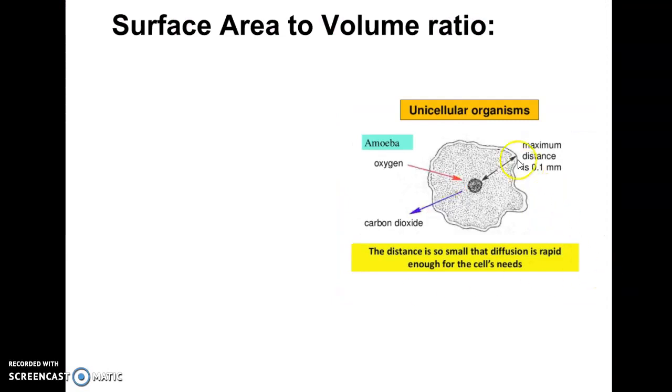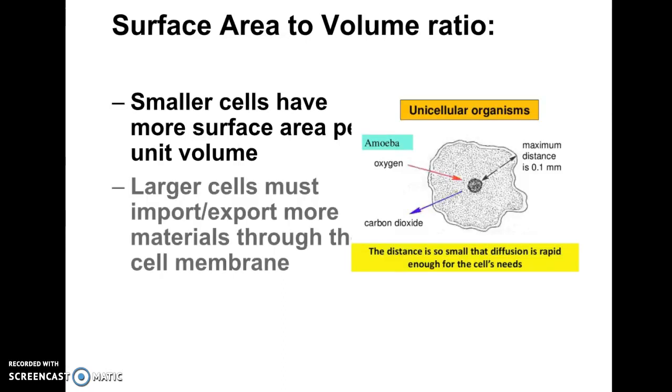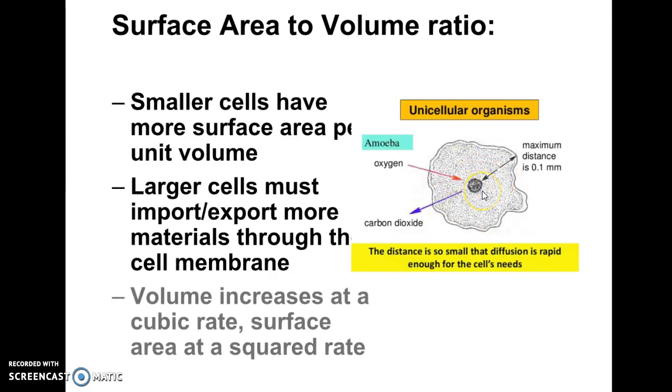So if you look at a typical unicellular organism, an amoeba, which actually has a nucleus, it's a protist, it's eukaryotic, it needs to take in oxygen through its cell membrane, and it needs to get rid of carbon dioxide. And if it got much bigger, the surface area would grow at a square rate, and the volume grows at a cubic rate. So larger cells would have to import more material through the cell membrane, but it would also have to meet the needs of a larger volume.